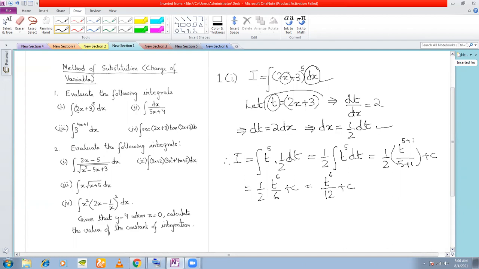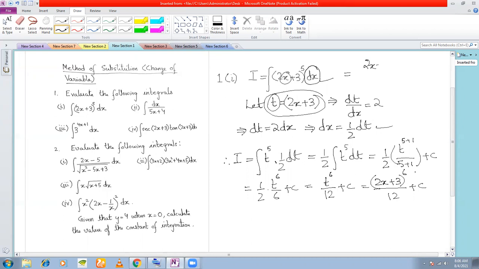What was the value of t we had taken? We had taken the value of t as 2x + 3. Put it back. So (2x + 3) to the power of 6 by 12 plus c. And that's your answer. Now you see, are we getting the same integral or not? Yes, sir.